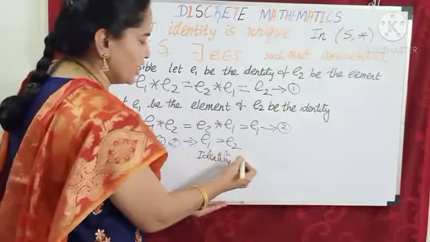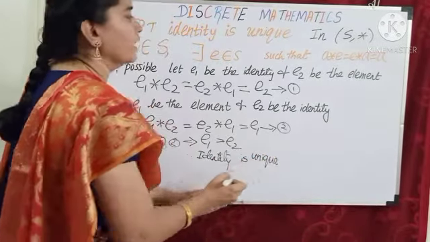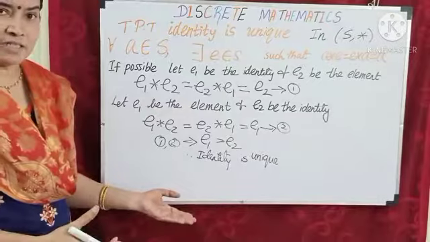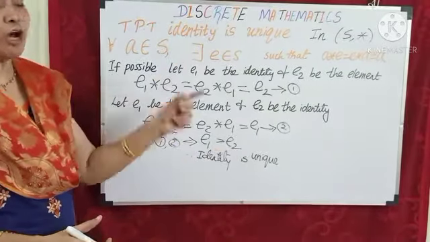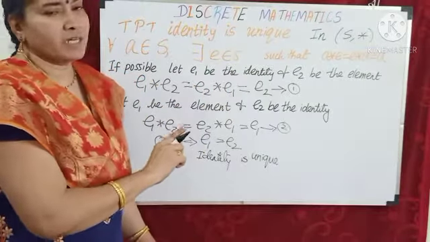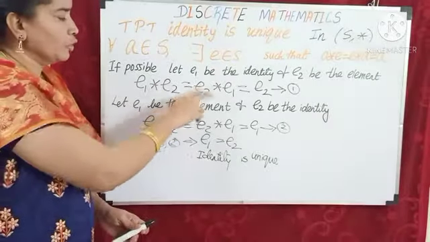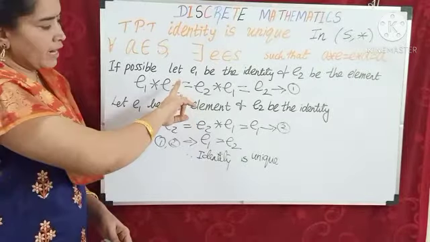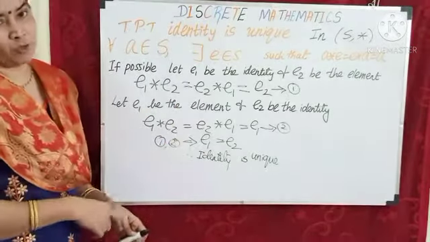identity in a particular set for a particular operation is unique. So remember, you cannot have too many identities in a particular problem. For a set under a fixed operation, identity is unique. Here we have shown, if possible, we took two identities and we have come to the conclusion both must be equal.